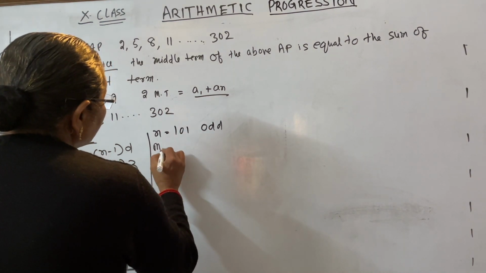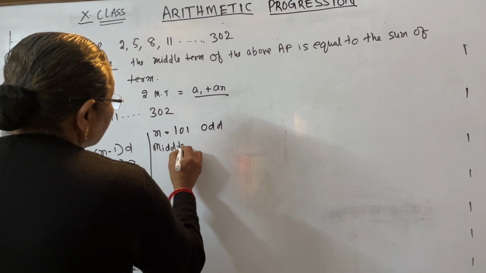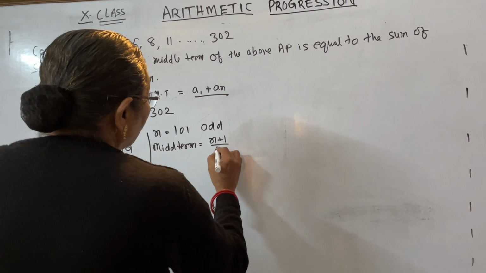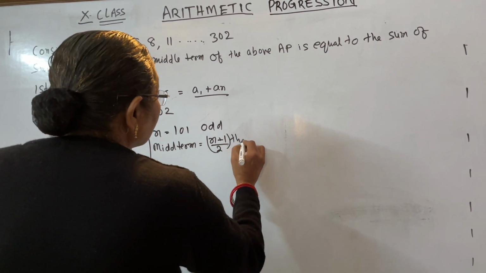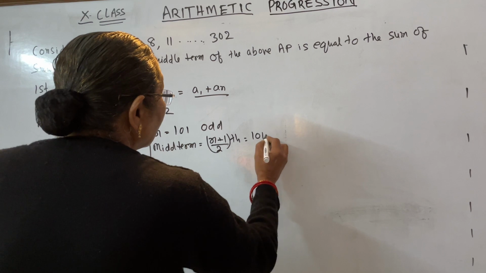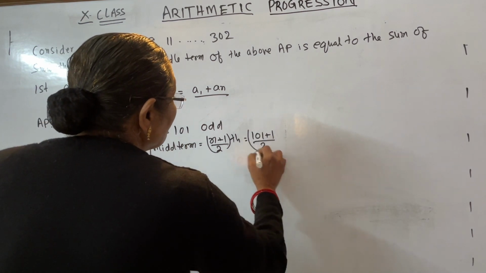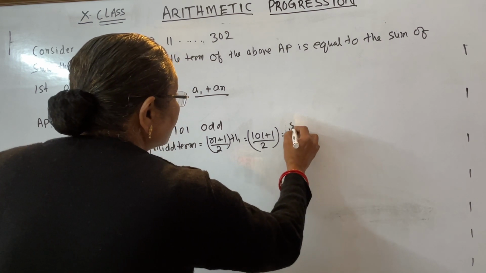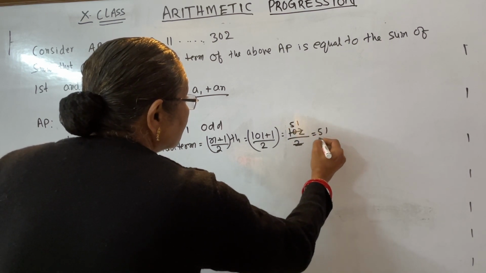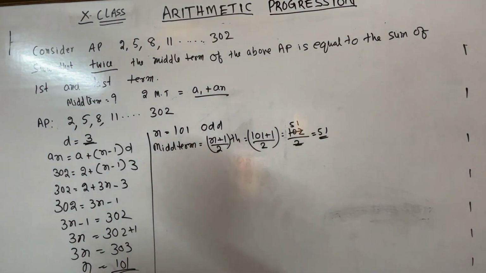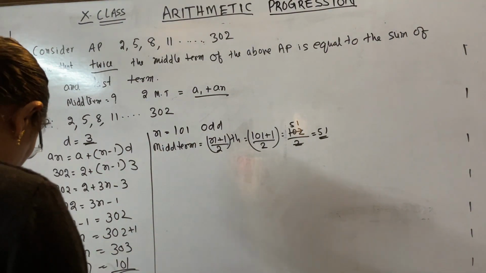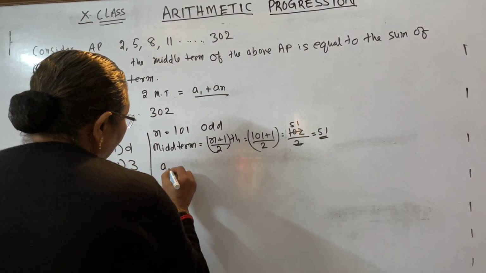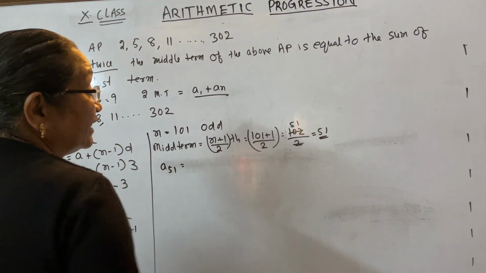So how shall we find the middle term? The middle term is the (n plus 1) upon 2 th term. With n equal to 101, that is 101 plus 1 upon 2, that is 102 upon 2, which is 51. So the middle term is the 51st. So A51, we have to find it.